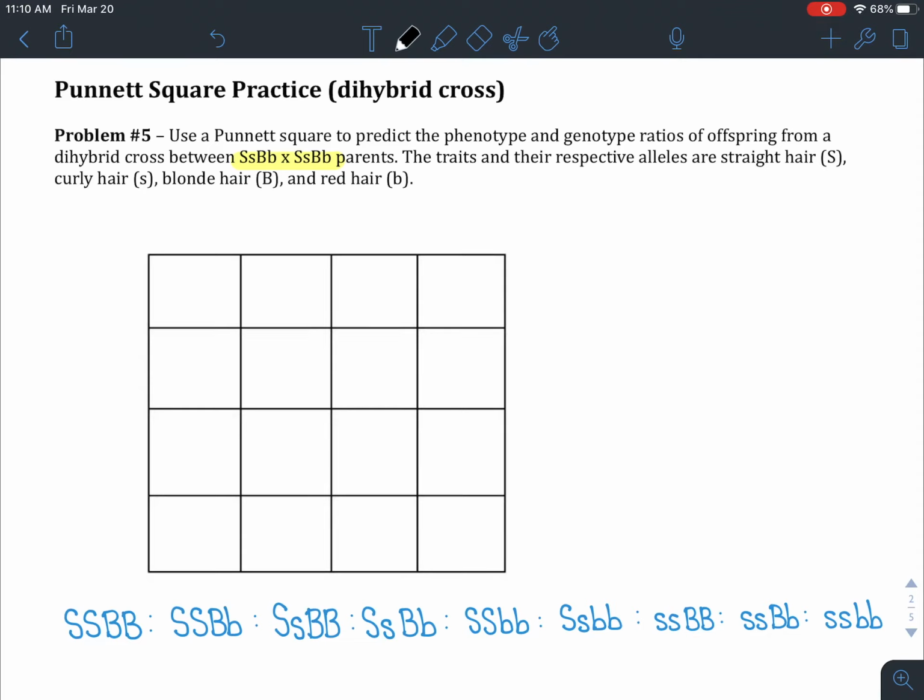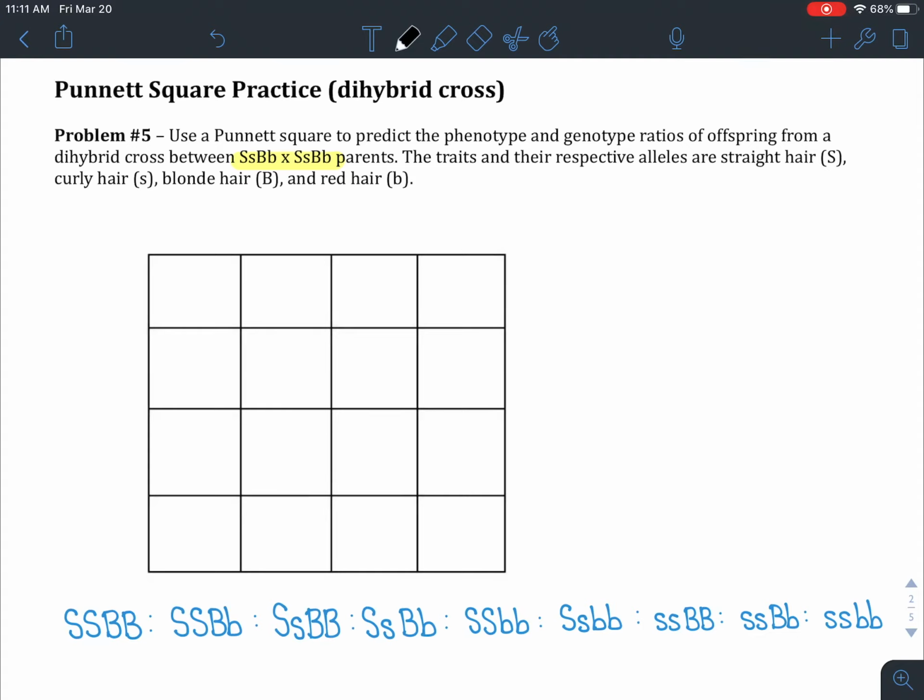So in this problem, there is a cross between two parents. Both have alleles for the dominant allele for straight hair and the recessive allele for curly hair, and then the dominant allele for blonde hair and the recessive allele for red hair. So both parents are showing straight blonde hair. Both parents have the ability to pass on a variety of different genetic traits to their offspring. So let's break this down.